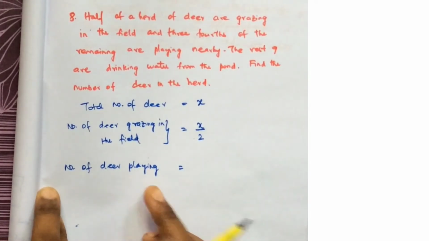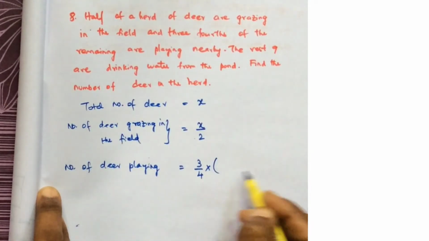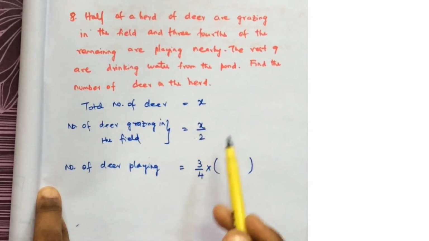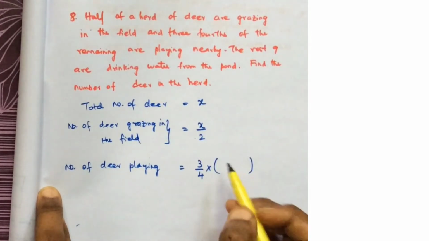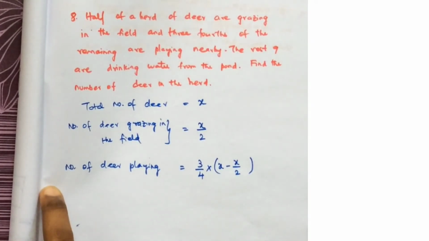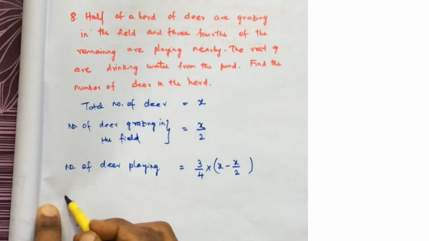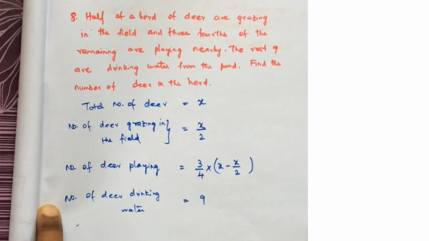How many deer are playing? 3/4. What does 3/4 mean? 3/4 of the remaining. Out of this, x by 2 are grazing in the field, so the remaining is x minus x by 2. The next thing, the rest 9 are drinking water from the pond. Number of deer drinking water is 9.